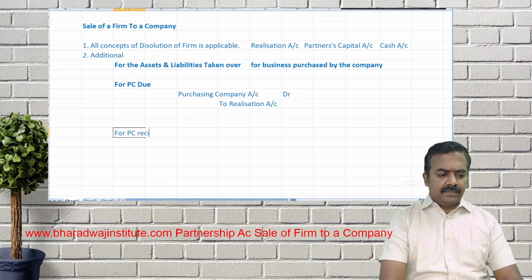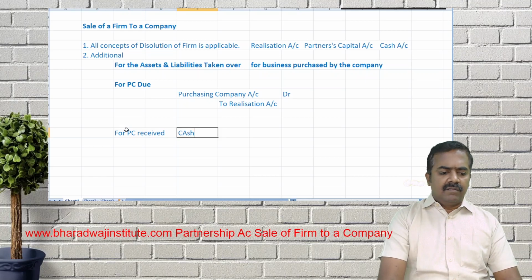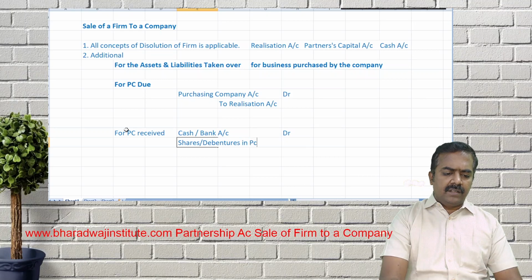Then for the purchase consideration received, what is the entry we will pass? We may receive it in cash form, cash or bank account debtor. We may receive it in shares or debentures in purchasing company, account debtor to purchasing company.